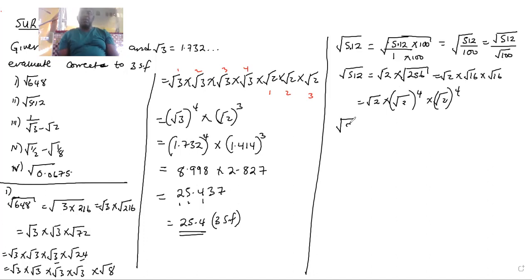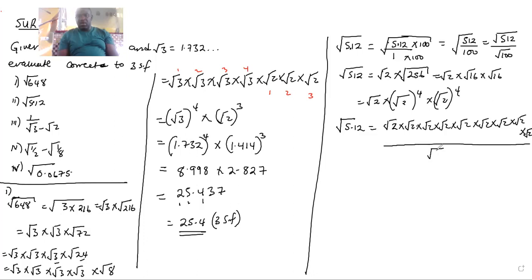If I want to get root of 5.12, it will be got from root of 2 times root of 2 times root of 2, and so on, 1, 2, 3, 4, 5, 6, 7, 8 times root of 2, 9, all over root of 100. This actually totals up to root of 2 to the power 9. So this will give me root of 2 as what? It was 1.414.